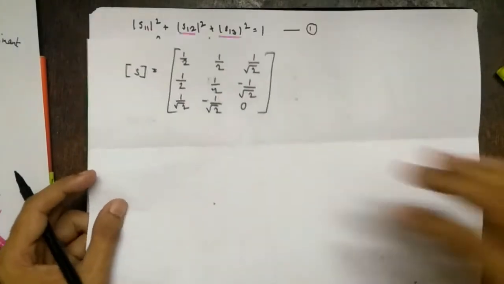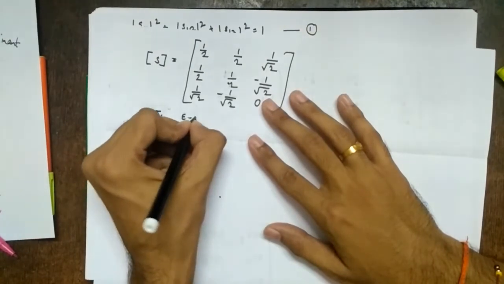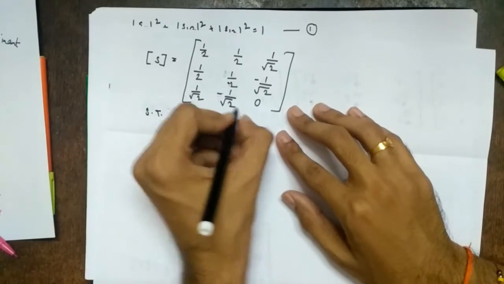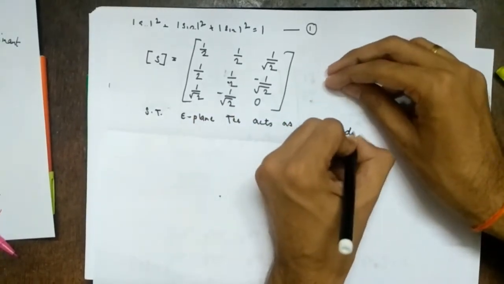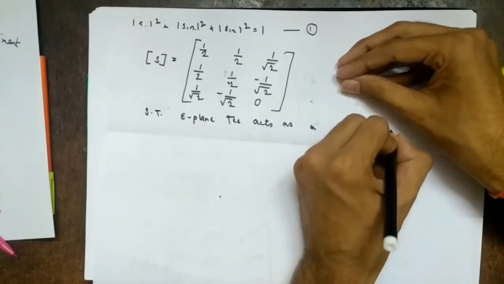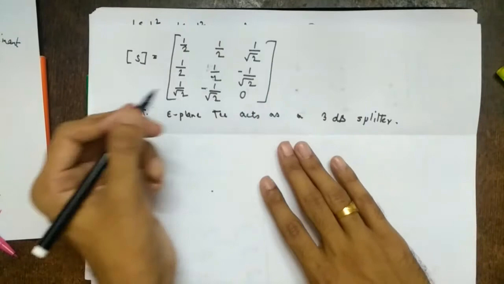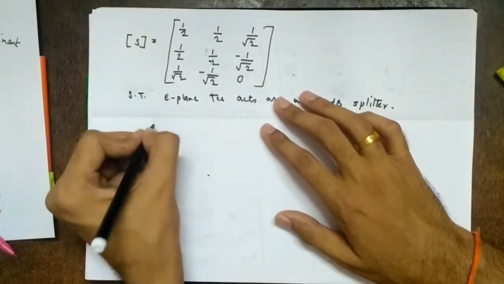Right? So now they can ask you a question. Show that E plane T acts as a 3 dB splitter. Okay, 3 dB means what? Equal power. We saw in the S parameters lecture. Right? So will you read?